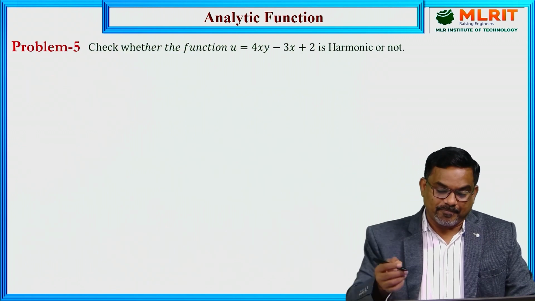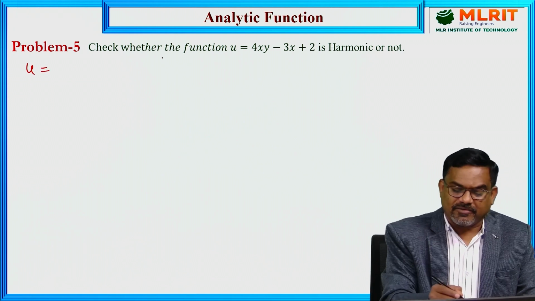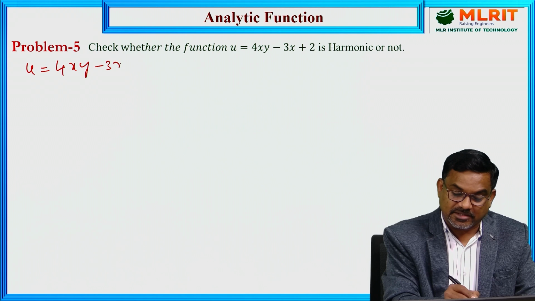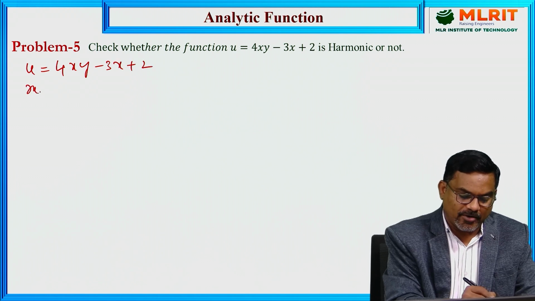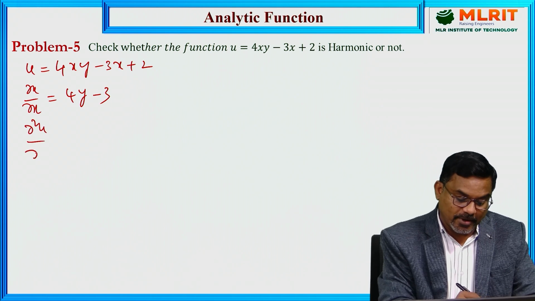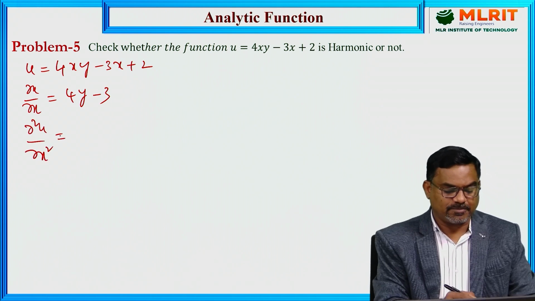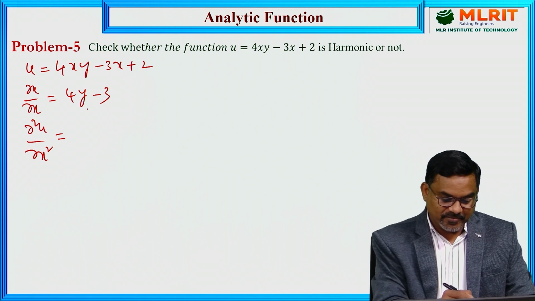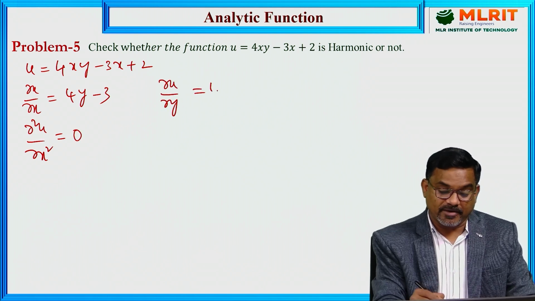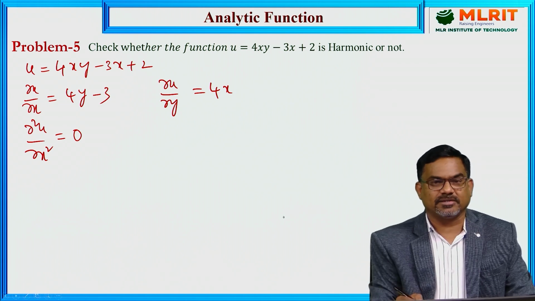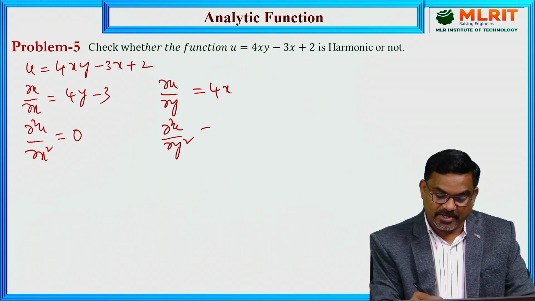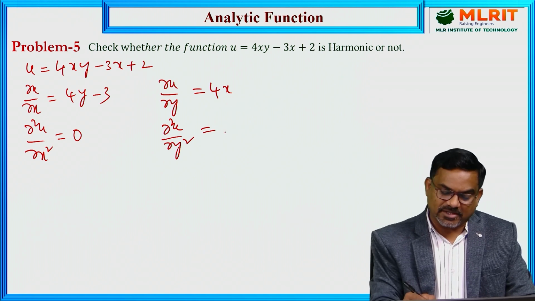Coming to the next problem, again we need to check whether the function is harmonic or not. The given function is 4xy minus 3x plus 2. Let us find ∂u/∂x with respect to x: 4y minus 3. ∂²u/∂x², the second order with respect to x, but here there is no x term, so 0. ∂u/∂y now with respect to y: 4x, and there is no y term in the rest, so constant 0. ∂²u/∂y², again it is a function of x, so we get 0.